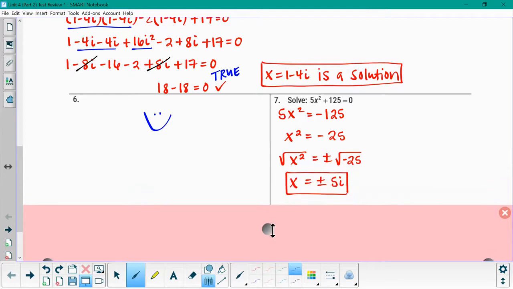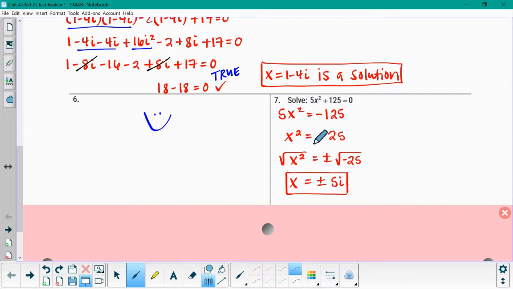For number 7, we are solving. Now, there are multiple ways you can approach this. Anytime you just have a squared value and a number, I'm always going to suggest jumping right into solving by square roots. So I have 5x squared equals negative 125. I divided both sides by 5 to give me x squared equals negative 25.